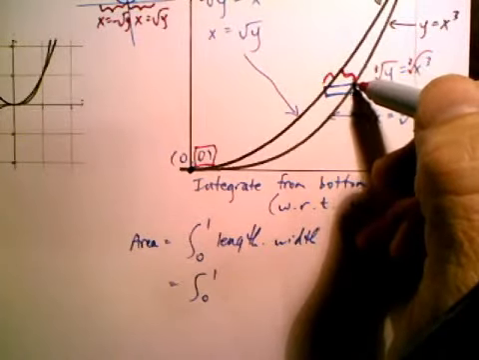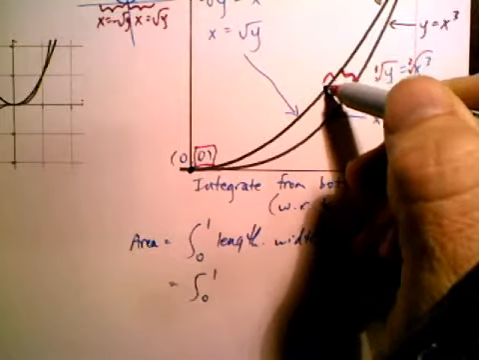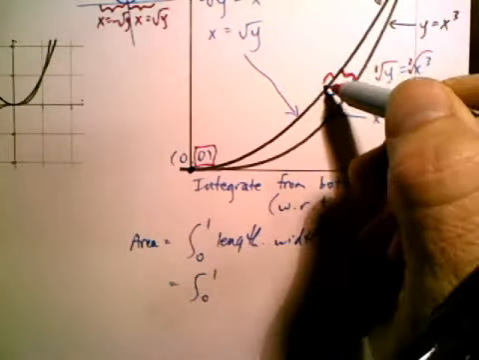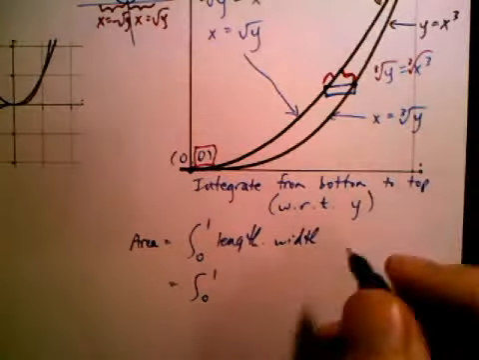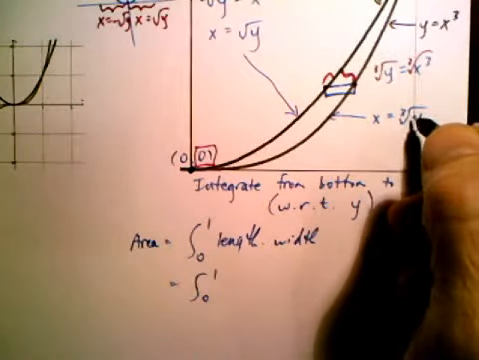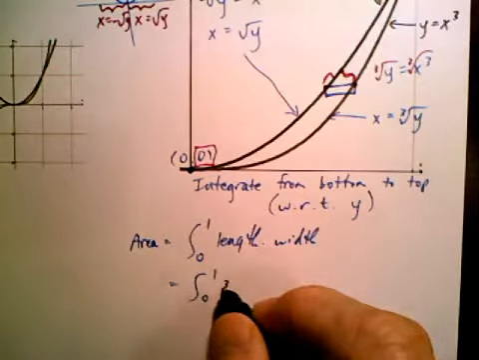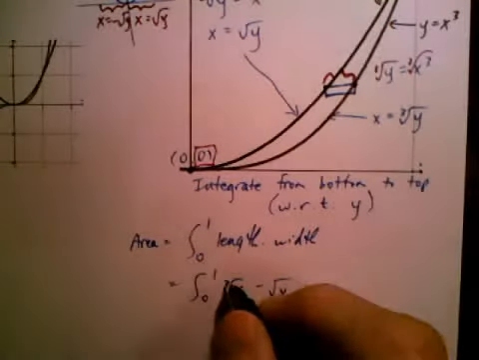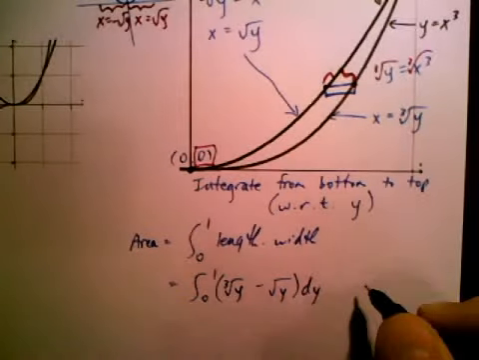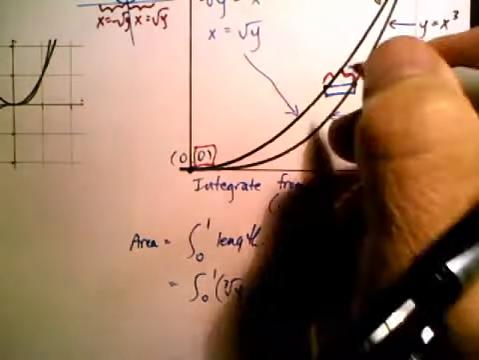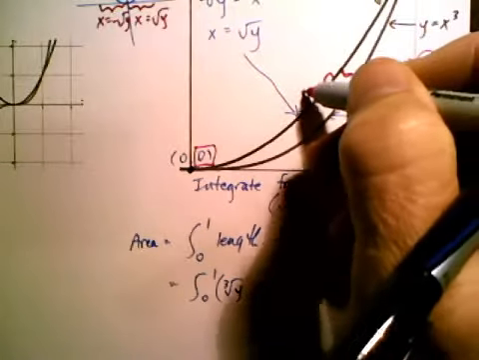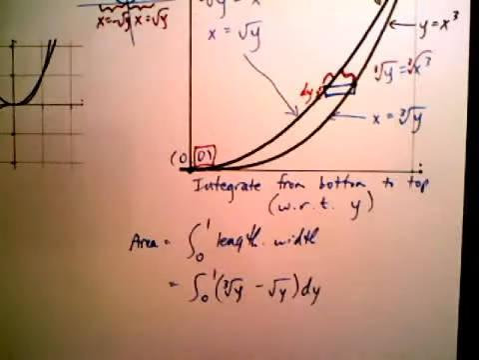How do you find the length when you're dealing with a distance that's expressed horizontally? Well, it's the right minus the left. So we actually have the different curve now. So cube root of y minus the square root of y with respect to y. So I should say the width of this rectangle here is just a little change in y, just a dy.